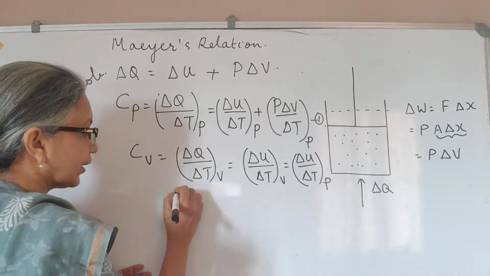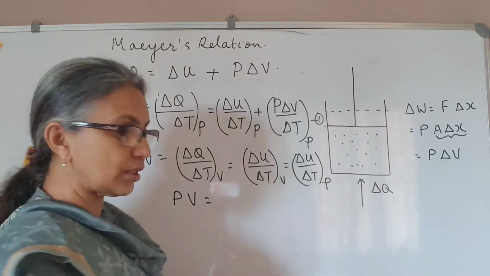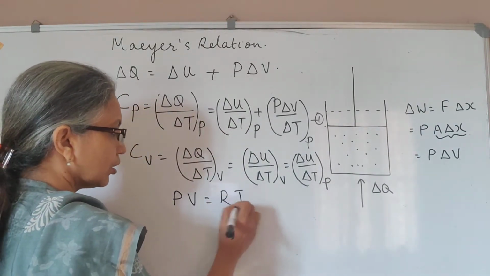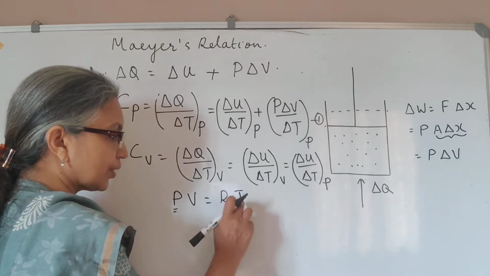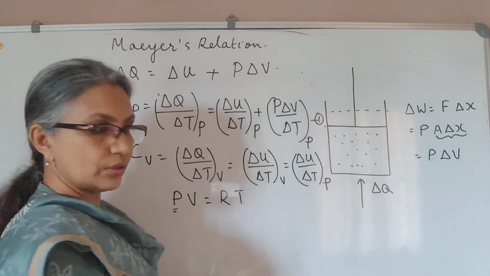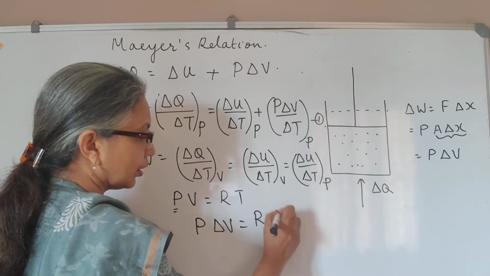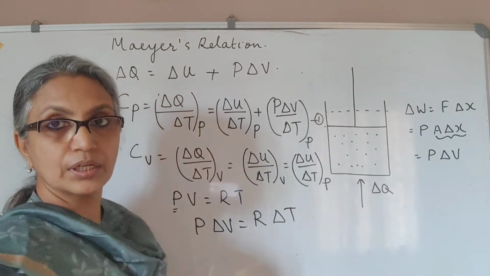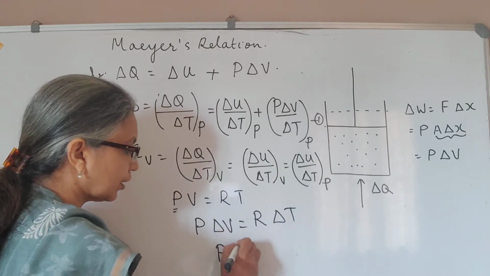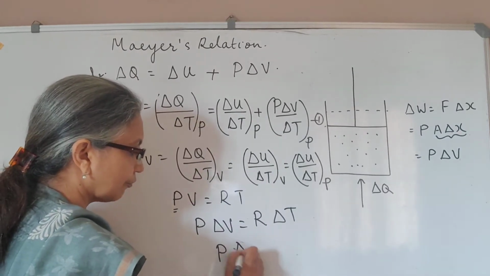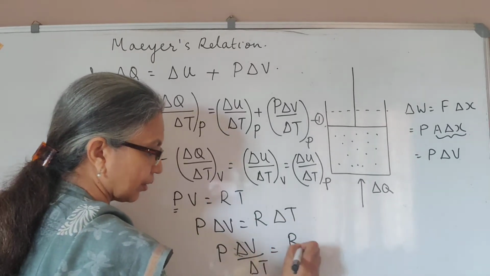Also, we know the ideal gas equation, PV equal to nRT. Again, I am taking the number of moles as 1, so PV equal to RT. If you keep the pressure constant, then the change in volume depends on the change in temperature. So we may write P delta V equal to R delta T, R being the universal gas constant. So P delta V by delta T, brought to the left hand side, is R.